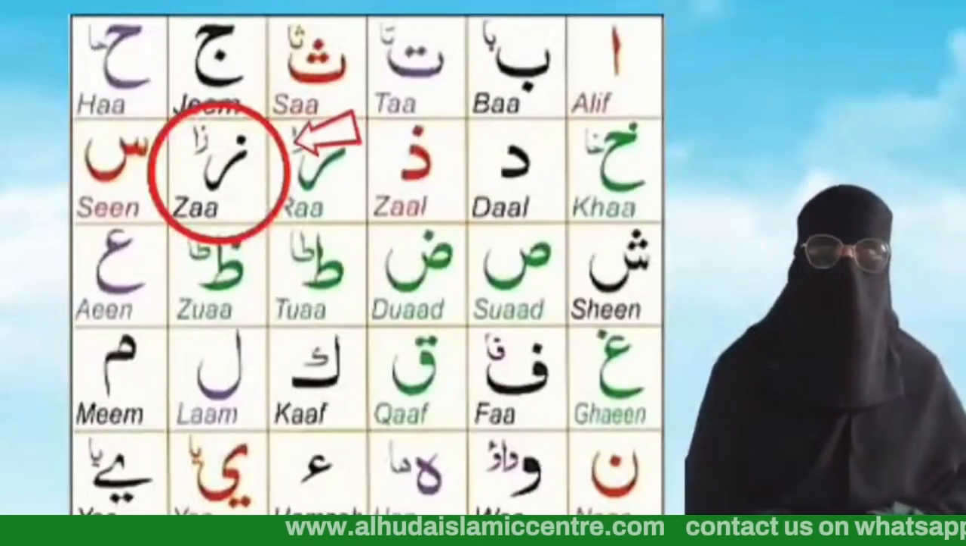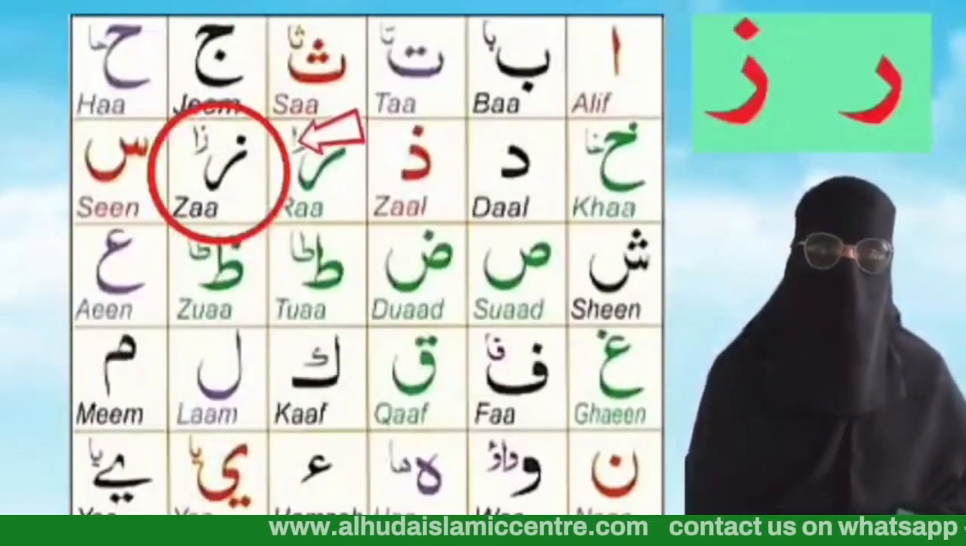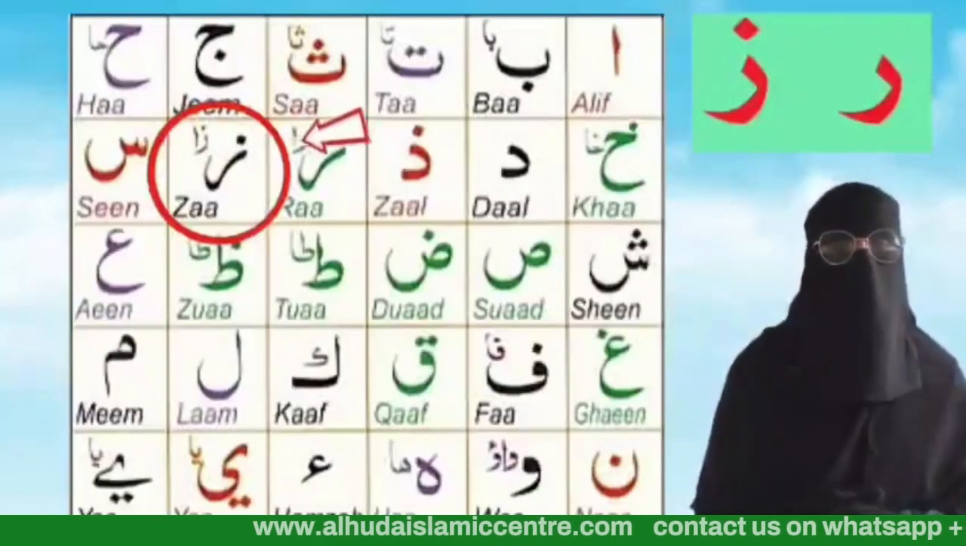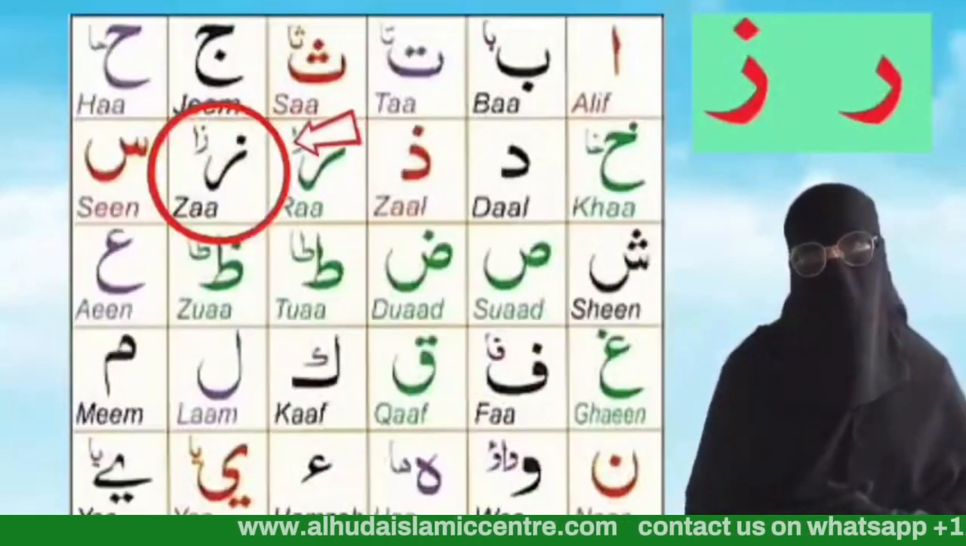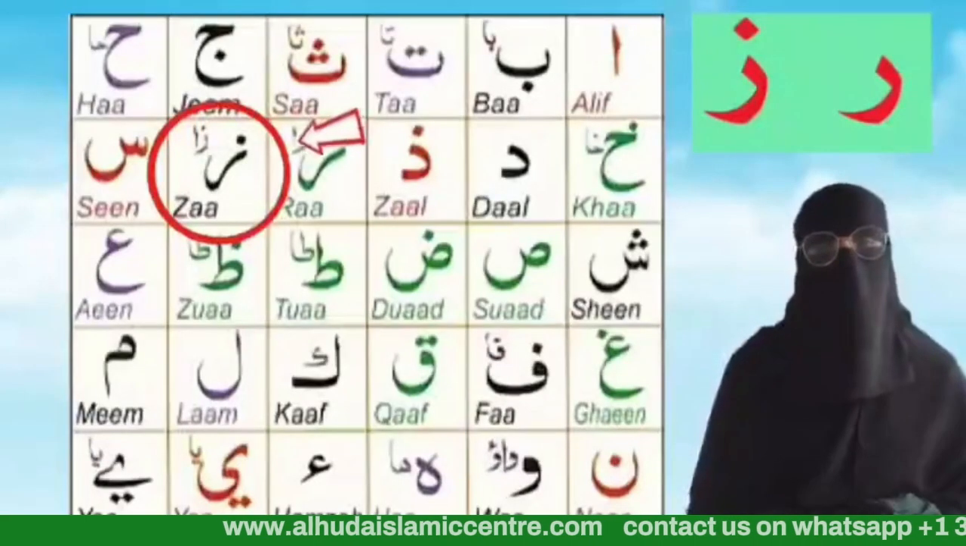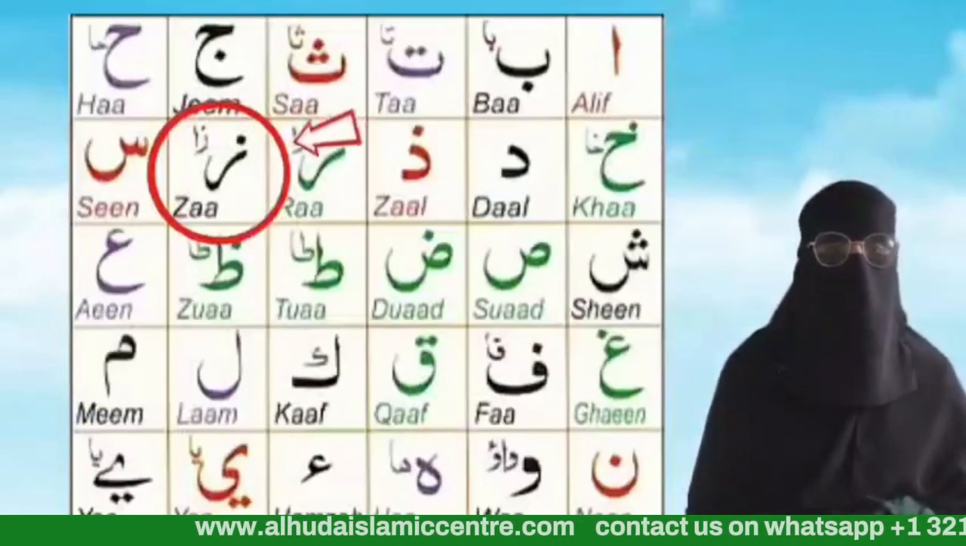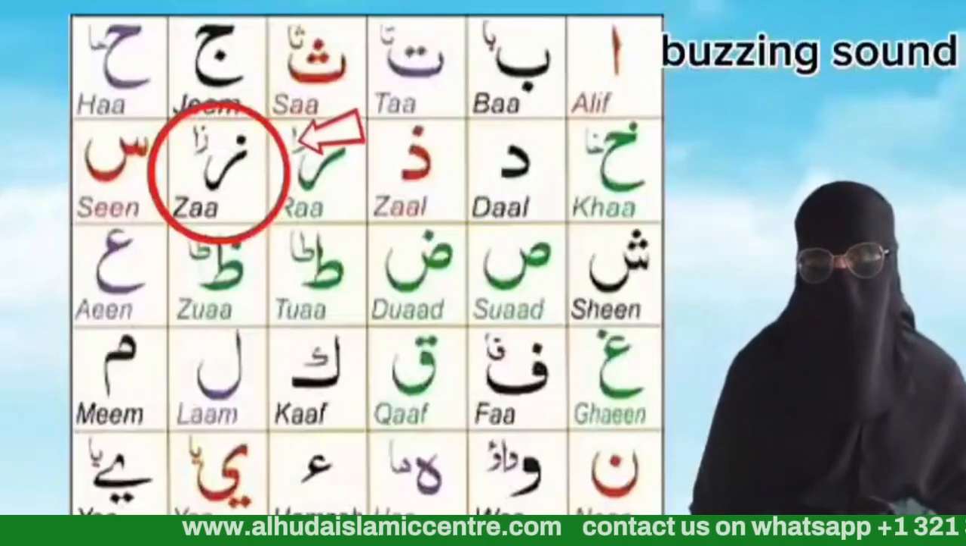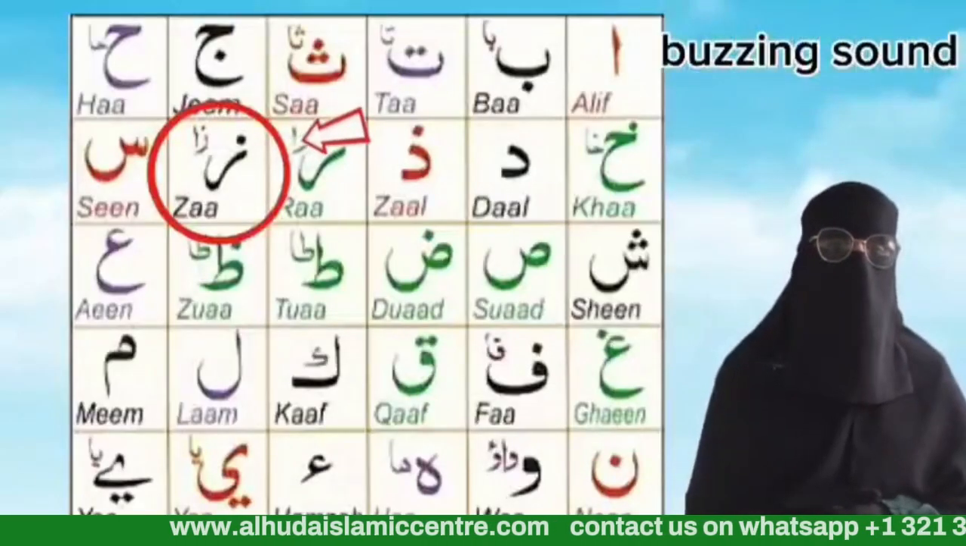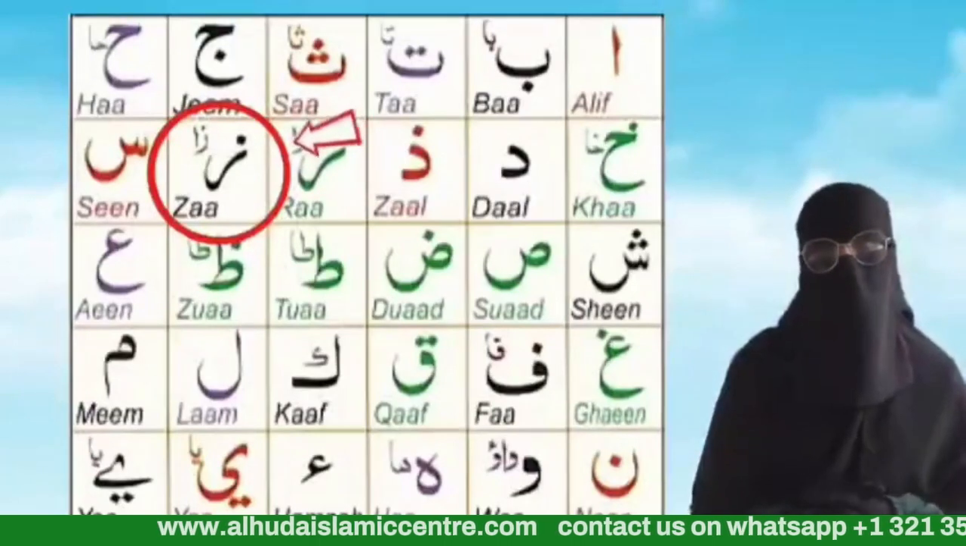You can see the shape is exactly like raw, but with one dot above it. So when we put one dot above raw, then that will be the letter Z. Z. Okay, it has an exact buzzing sound. Buzz. Okay, so now what is the point of emission of the letter Z?